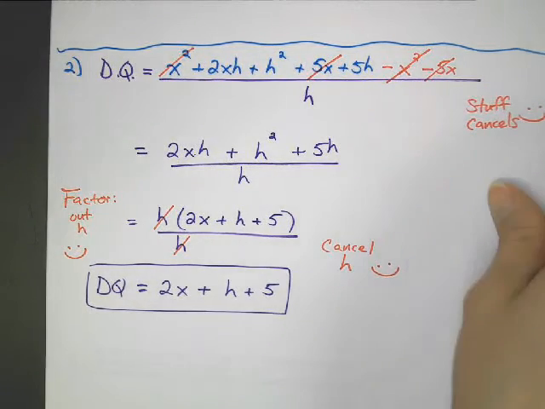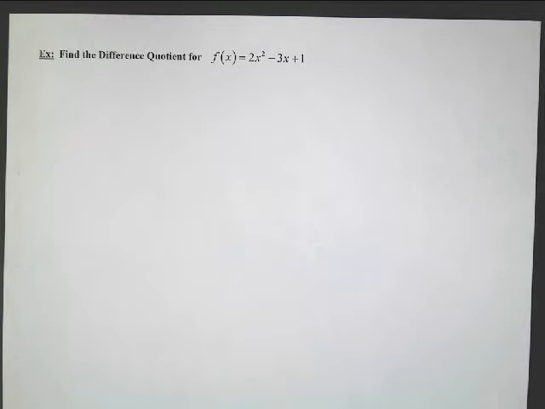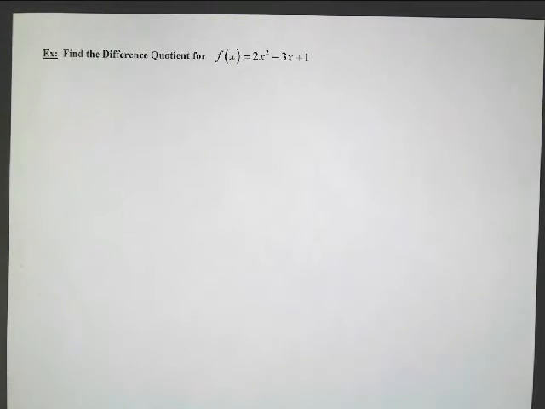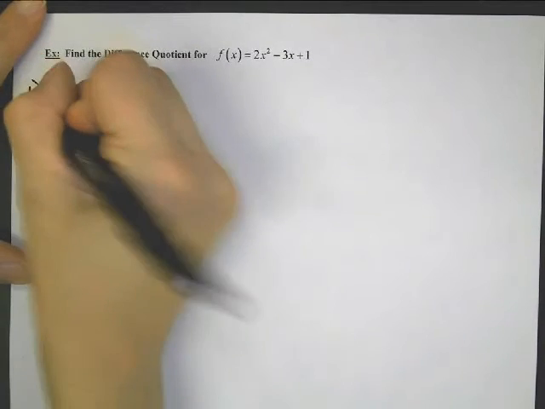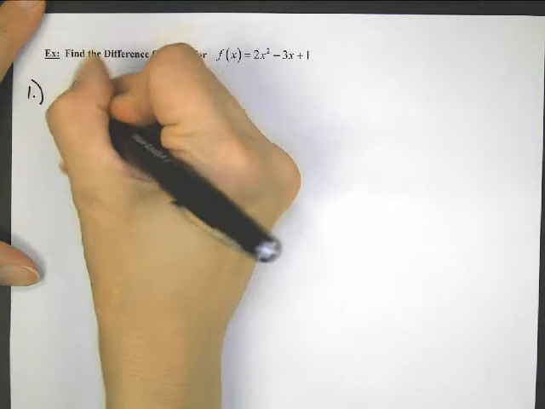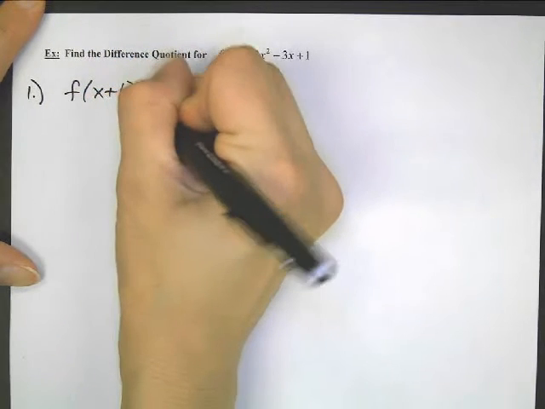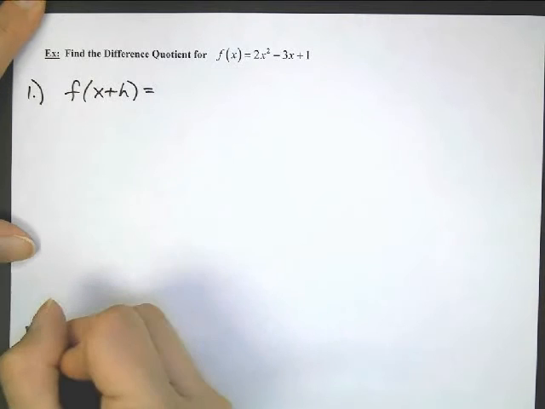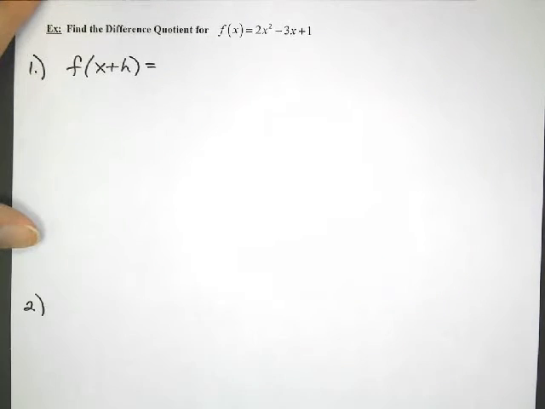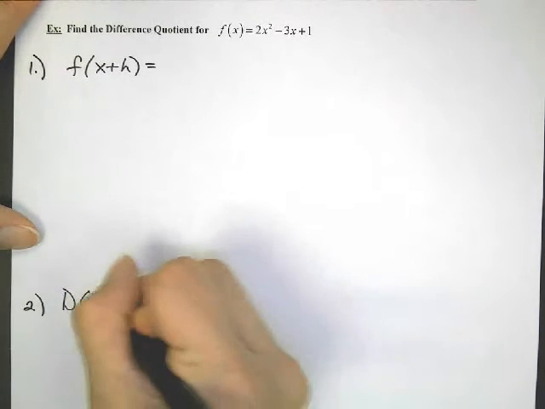Okay, I think I need to do one more just to make sure you get the hang of these. We are going to practice all these things in class tomorrow. To find the difference quotient, I recommended doing this in 2 steps. Step 1 was to calculate f of x plus h. And then the second step was to calculate the difference quotient.